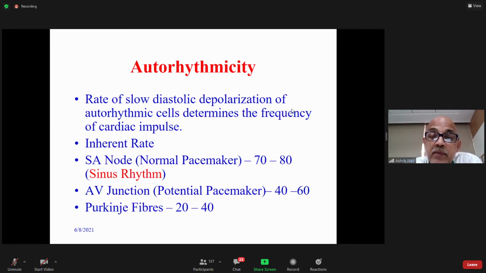So then the rhythm is called a nodal rhythm. They can act as potential pacemakers. They can take over the heart. We'll talk about it more later on when we look at the ECG.